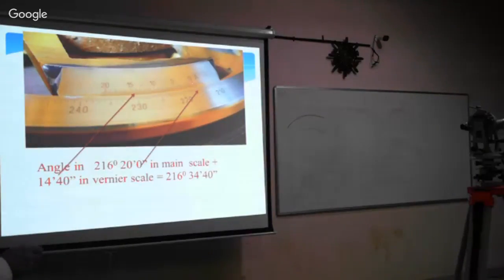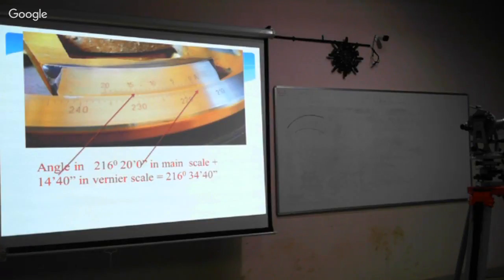216 degrees is coinciding. It is 200, isn't it? In the main scale, the 0 is coinciding with 200 and 16. Not exactly coinciding, a little ahead of 216. So it is 216 plus something. What is that plus? We can read that from the vernier scale. Now, where is it coinciding?